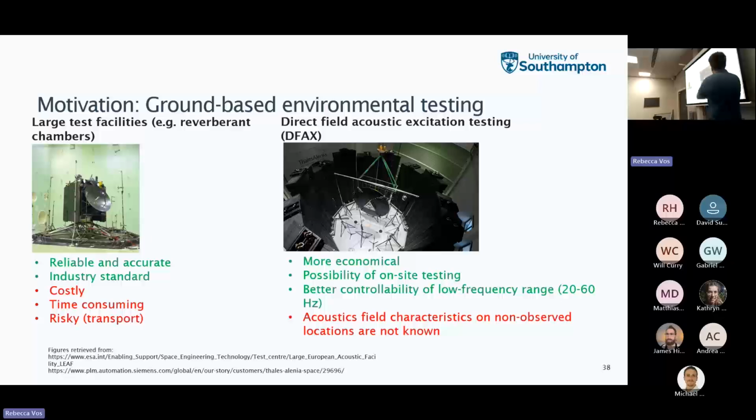So instead, what some people are doing is use direct field acoustic testing, which can be done in a standard factory hall, basically. They put a whole bunch of loudspeakers in a cylindrical array around this satellite component, and then they make sure these speakers are exciting the structure in a controlled way. This is a good alternative to reverberant rooms if you don't have these facilities.